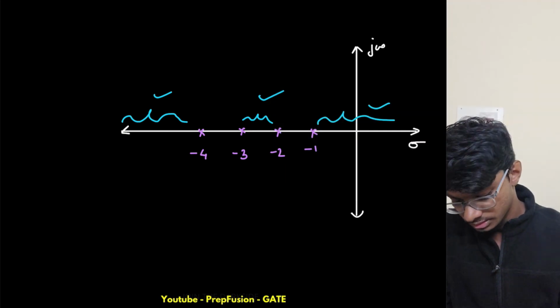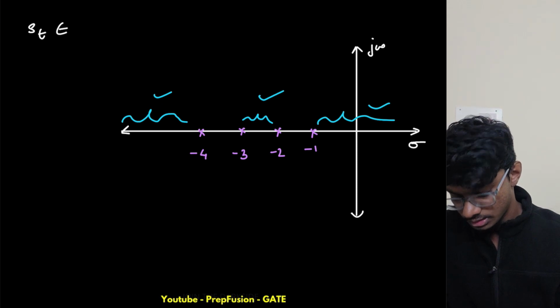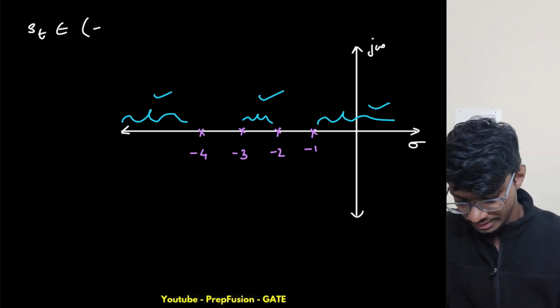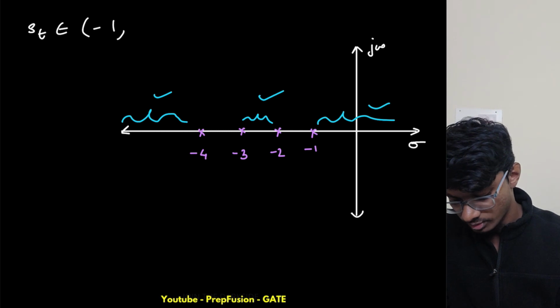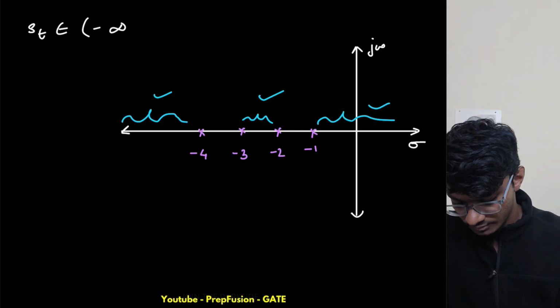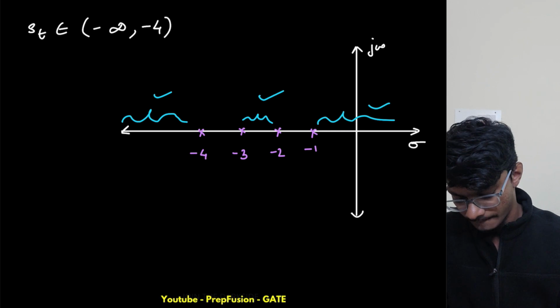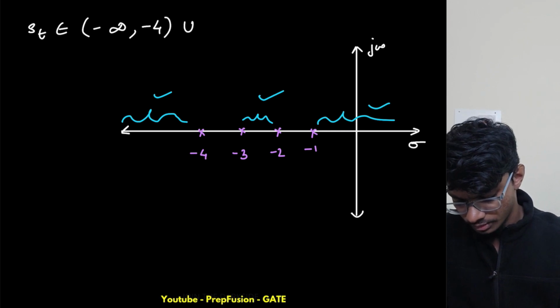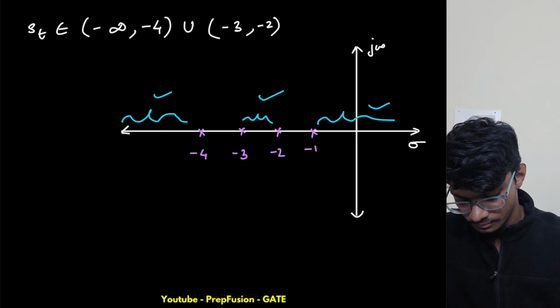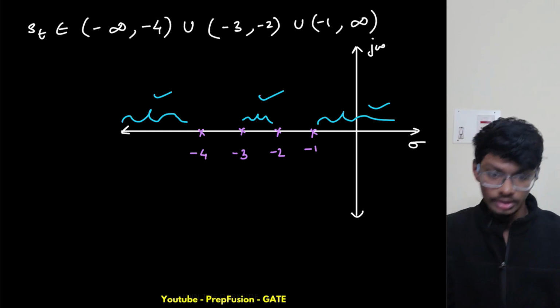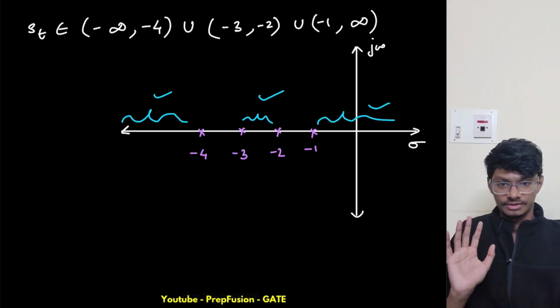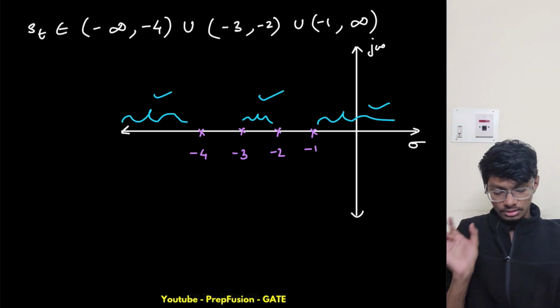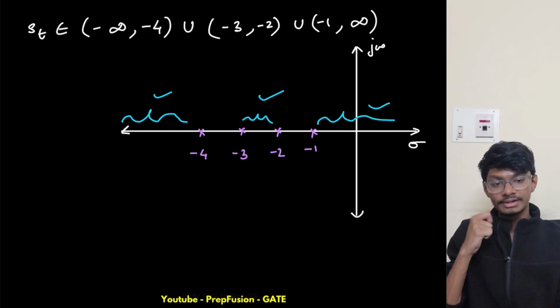So what does my test point look like? My test point basically belongs to from minus 1 to positive infinity. So I will go from left to right. I will write from minus infinity to minus 4, right? Then union from minus 3 to minus 2, then union from minus 1 to plus infinity. So yeah, this is where my test point lies.